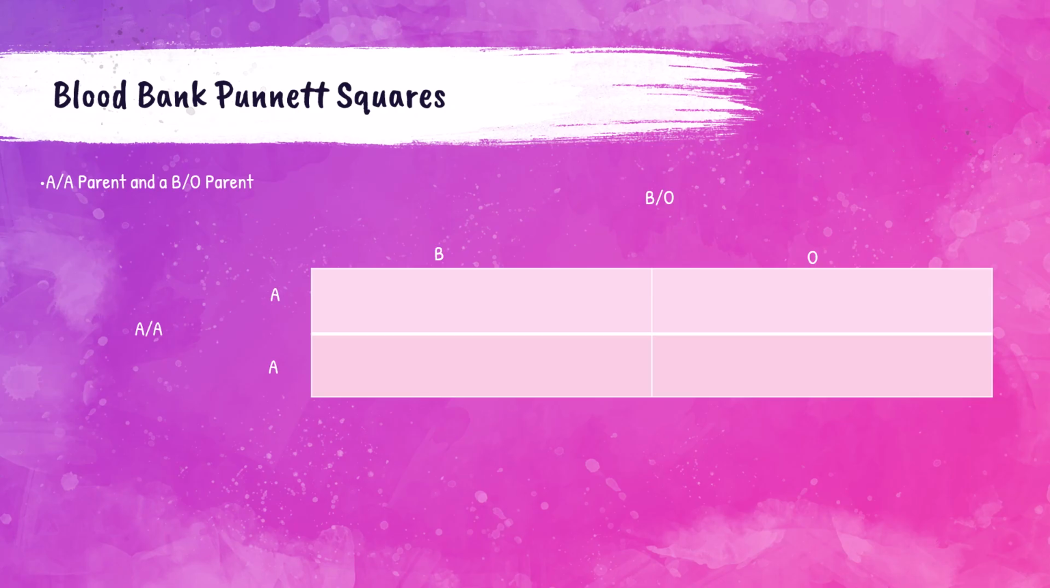So again, over on the left-hand side, we're going to put our A/A parent, and up at the top, we're going to have our B/O parent. So we're going to distribute these on the Punnett squares. Should know how to do these by now. And that first upper left-hand corner one is going to be A/B, right? Because we're taking this A and this B. All right, that bottom left-hand corner is going to be the same thing, right? A/B.